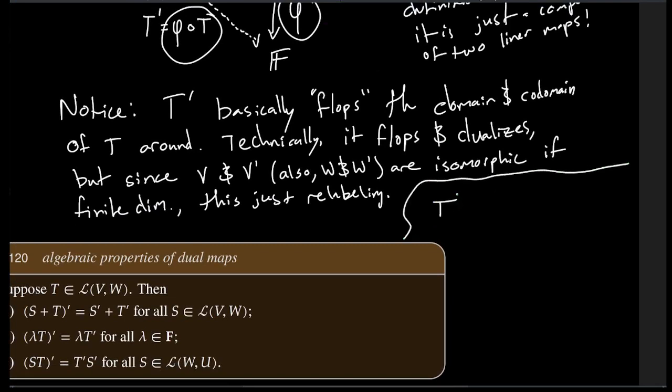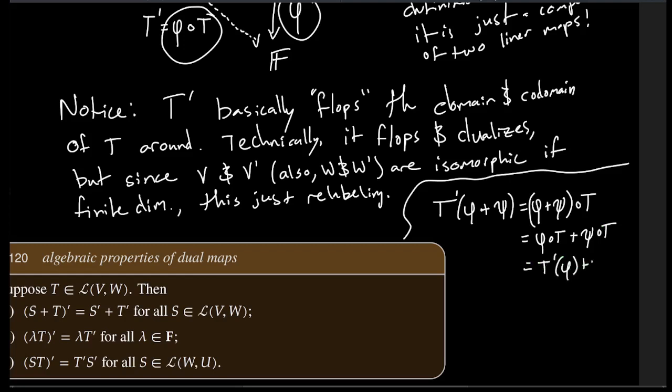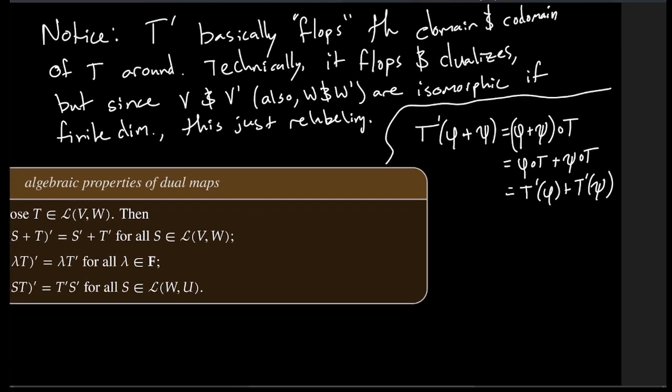Let's take T prime of phi plus psi. Well, this is just phi plus psi composed with T. So that's just phi composed with T plus psi composed with T, which is just T prime of phi plus T prime of psi. Oh, okay, cool. So we've got additivity.